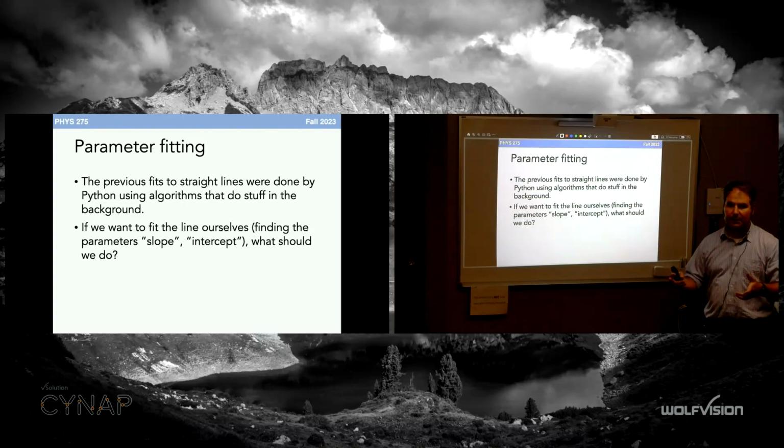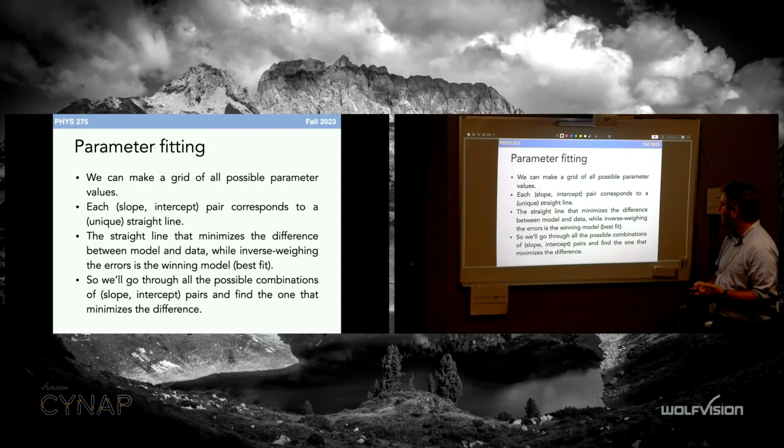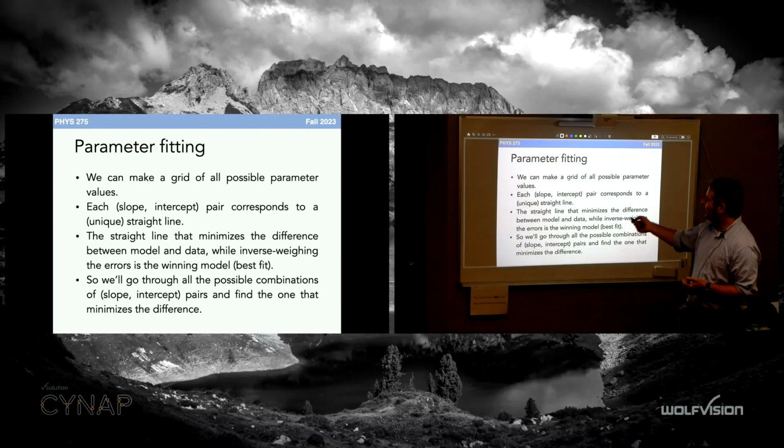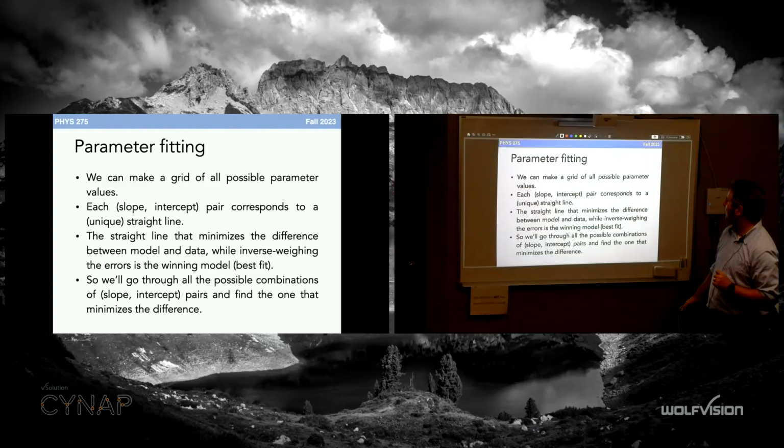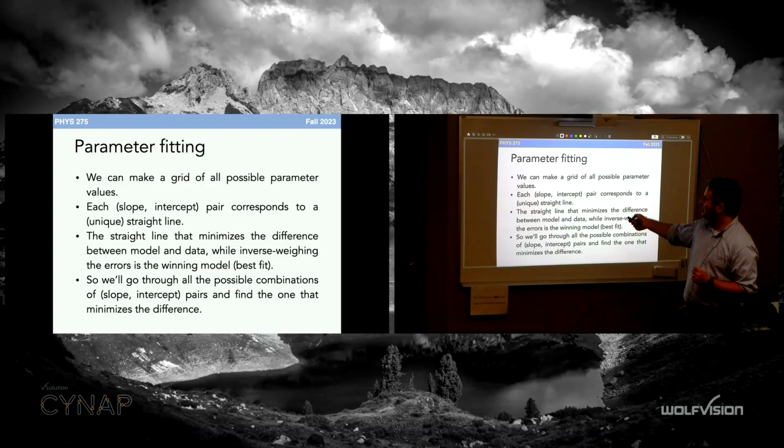And I need to have a definition of what best means here, right? Not just visually squint at every possible option. So we can make a grid of all the possible values. Possible, doing a lot of work here. So each slope and intercept, like we actually give it a bunch of different slopes and intercepts.